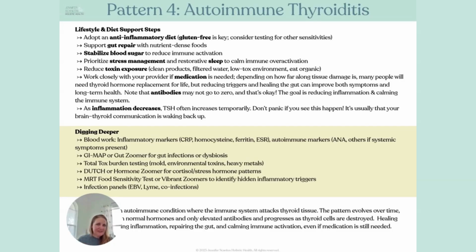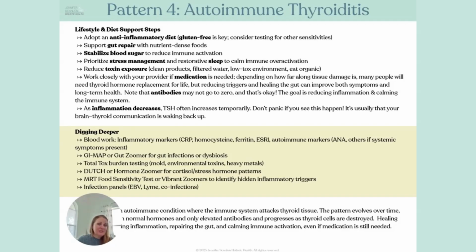So digging deeper into autoimmune thyroiditis or Hashimoto's, for blood work, we want to look at inflammatory markers like CRP, homocysteine, ferritin, and ESR. Autoimmune markers, we might want to look at ANA or other autoimmune markers if we think that there might be other autoimmune diseases at play. GI map or gut zoomer for gut infections, dysbiosis. We want to see if the gut is leaky, which it almost always is. My mentor always said, if you have an autoimmune case, you have a gut case. Total tox burden testing, looking at mold, environmental triggers, heavy metals. Dutch or the hormone zoomer for cortisol and stress hormone patterns.